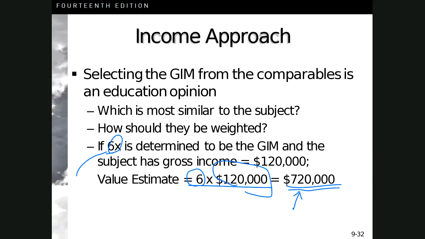So that's why we call the 6 a multiplier, because you literally just multiply it onto the gross income. Make sense? Any question? Okay, then that is the first income approach, GIM.